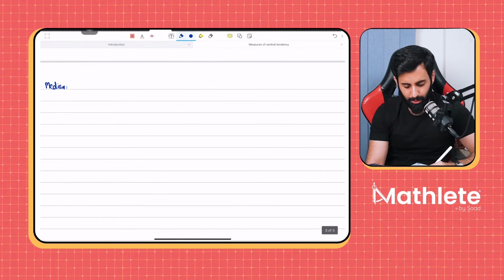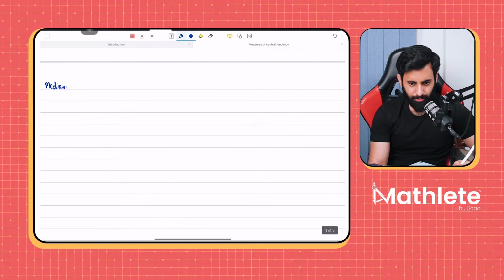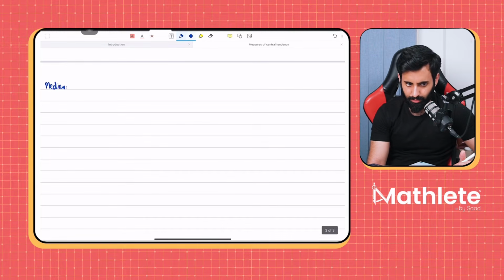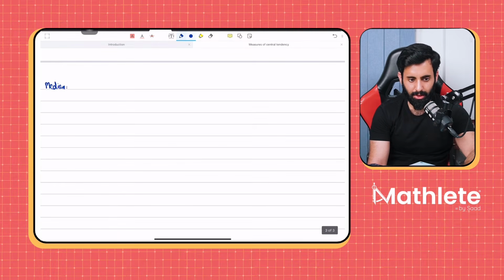Median. Okay. So what is median? Anyone who can tell me the definition? What is median? Anyone? It's the middle value. Yep, that's correct. Median is basically the middle value.